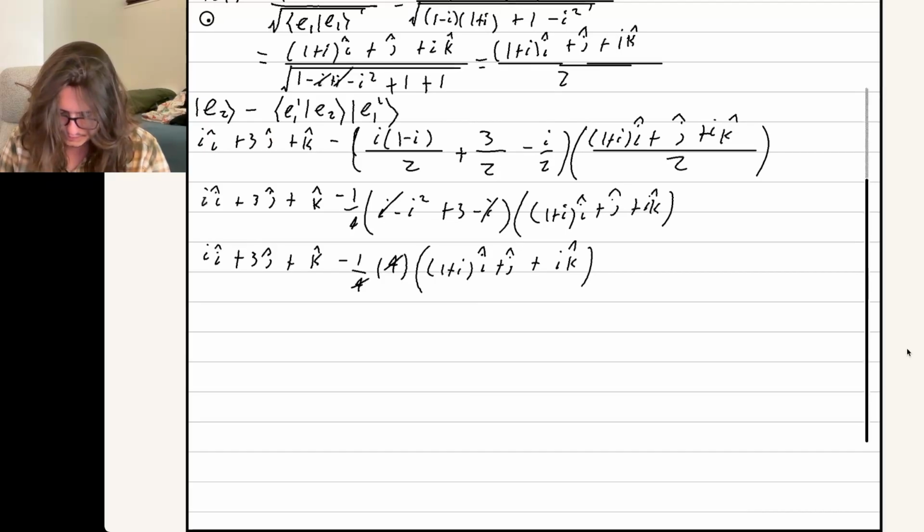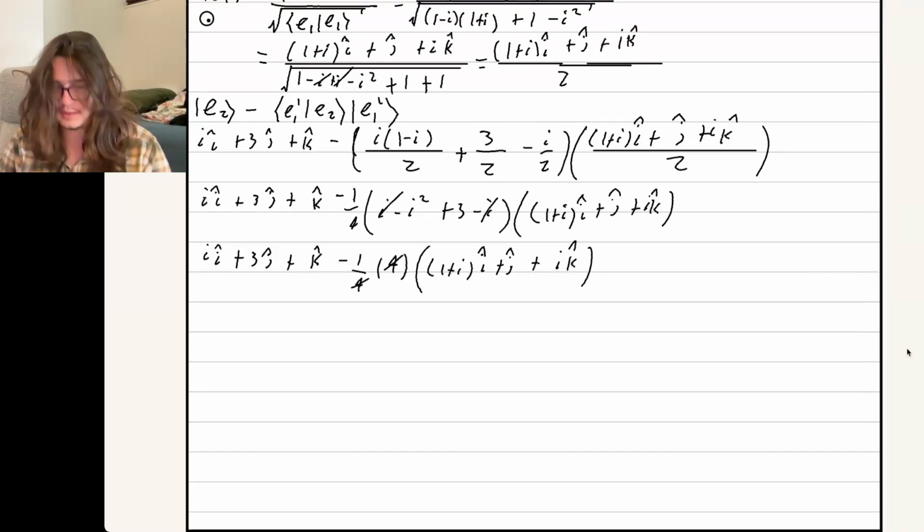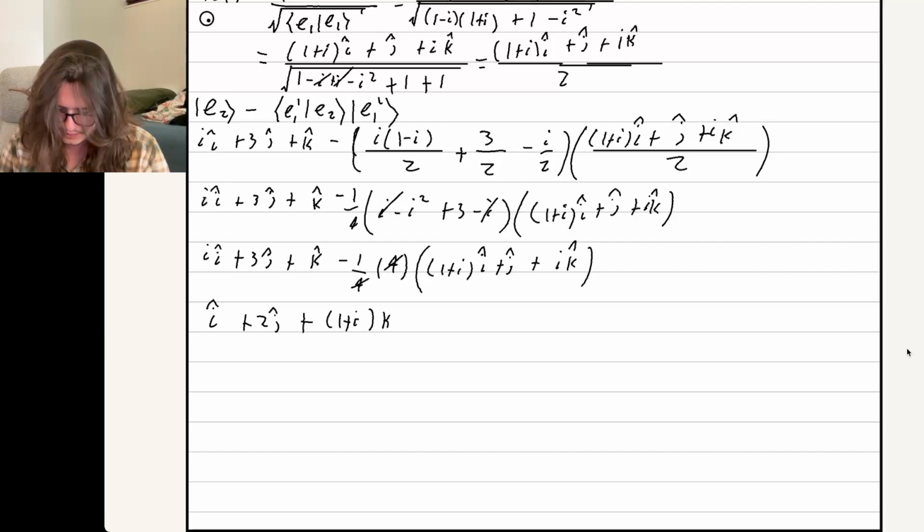Carrying out that subtraction, we've got i minus 1 plus i. So it's just 1, so this is just i-hat. We've got 3 minus 1j, so just 2j. And then we've got 1 plus i on the k, or actually 1 minus i on the k-hat. It's minus i-hat because we're subtracting 1 minus i. But yeah, that looks good.